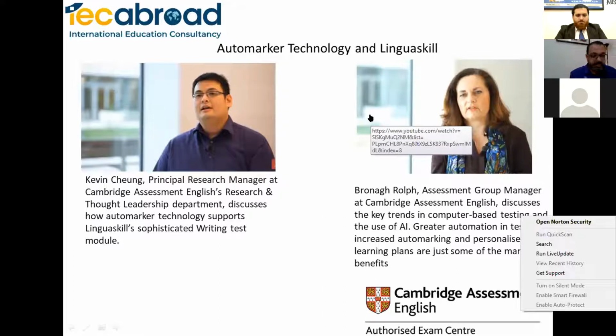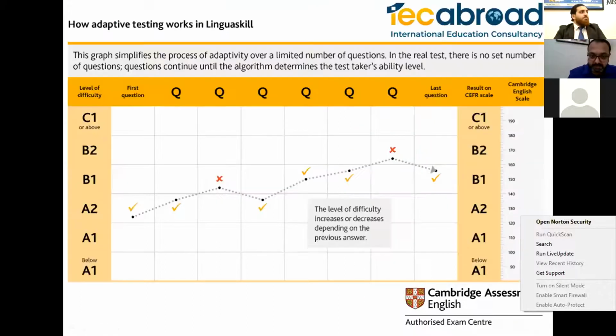It is a combination of automated and AI, and adaptive testing means it depends on the student's correct and incorrect answers. It takes you to the other level. If it is a correct answer, it takes you to the next level. If it is a wrong answer, you will stay at the same level. As I told you, it is about adaptive testing. You can see my screen.